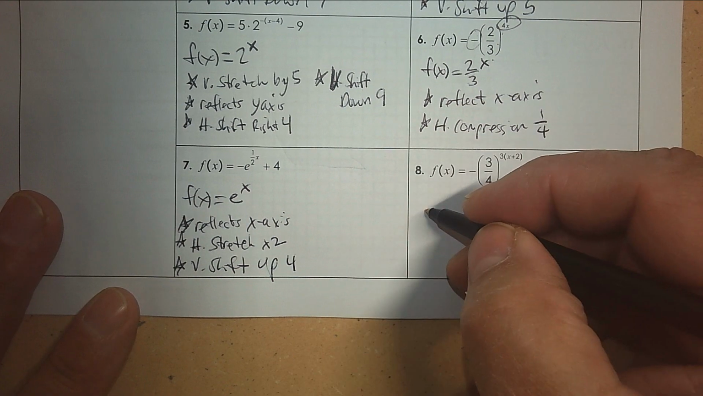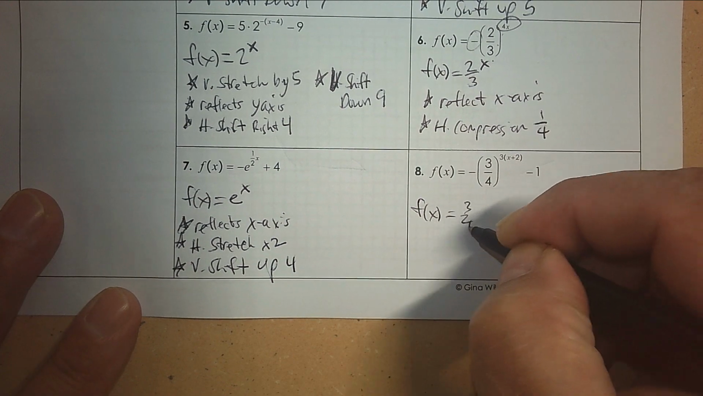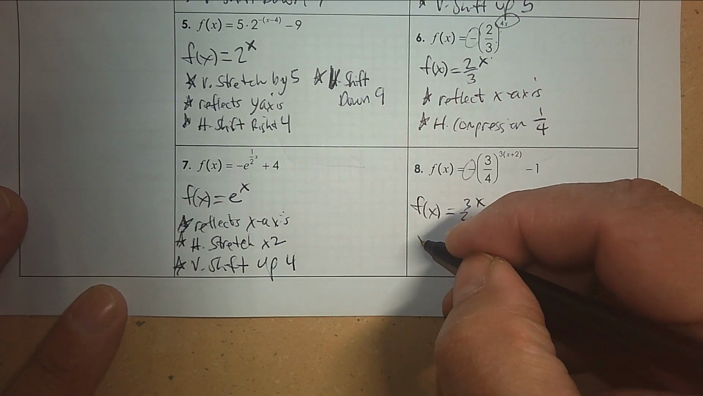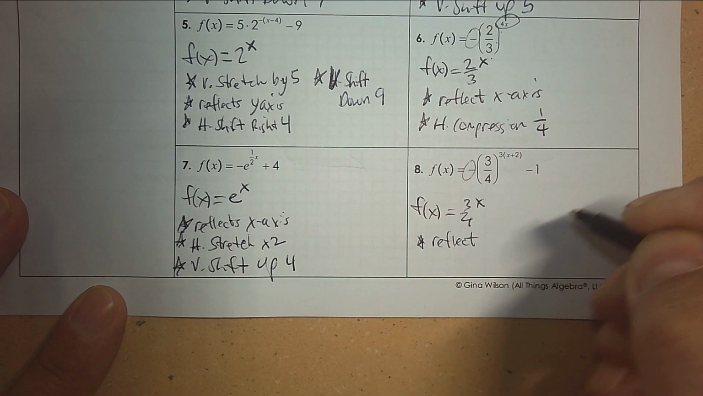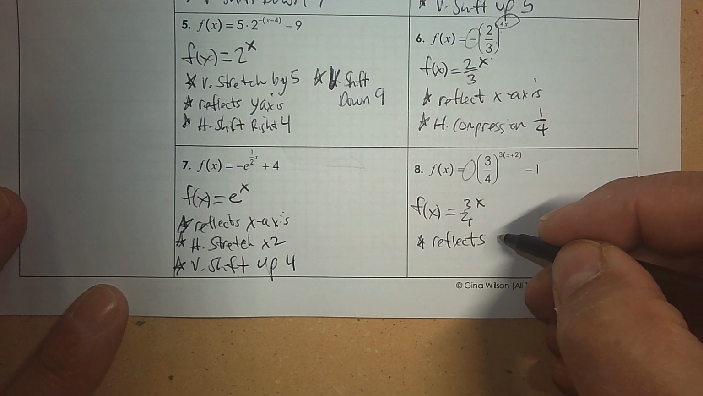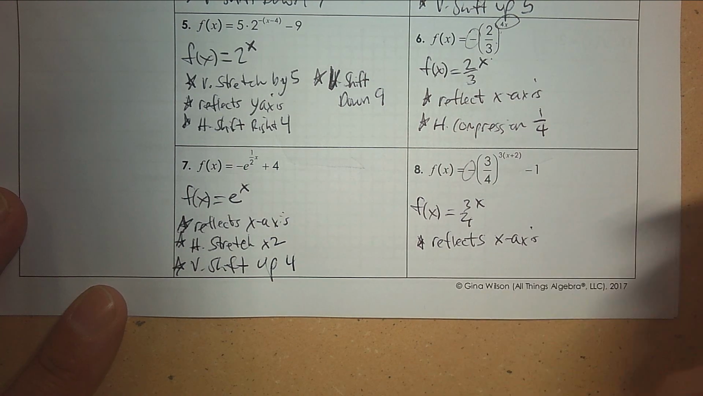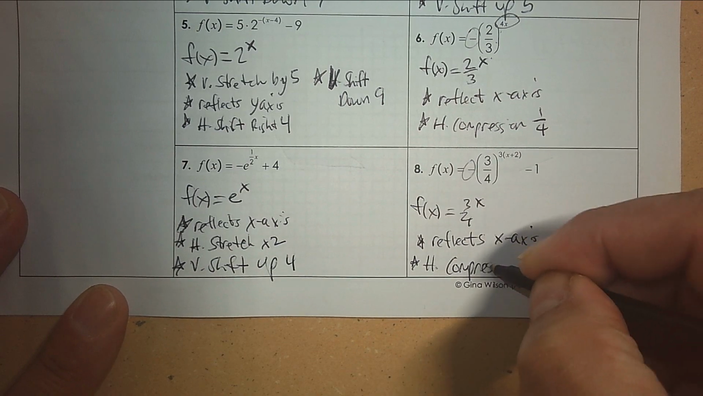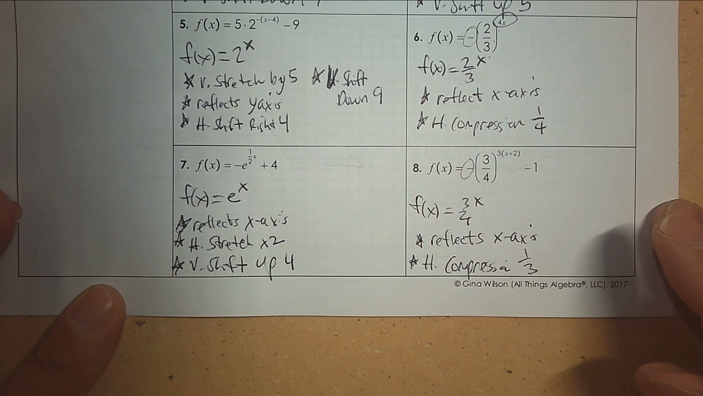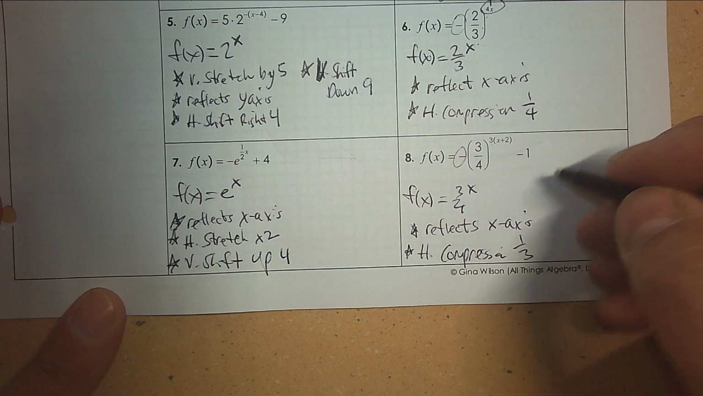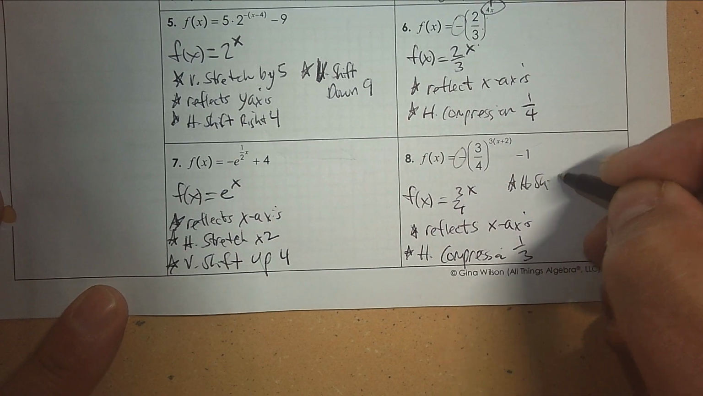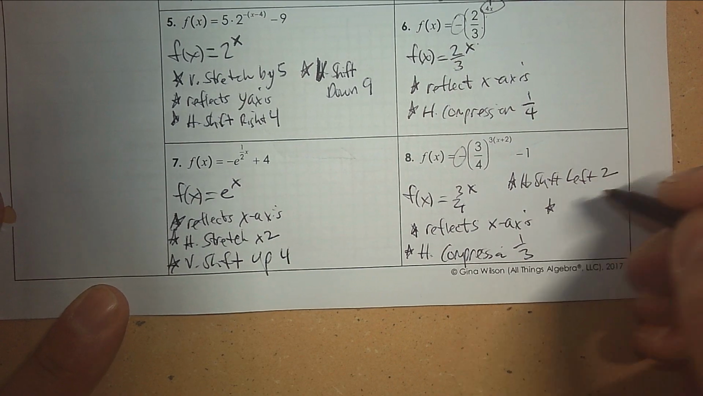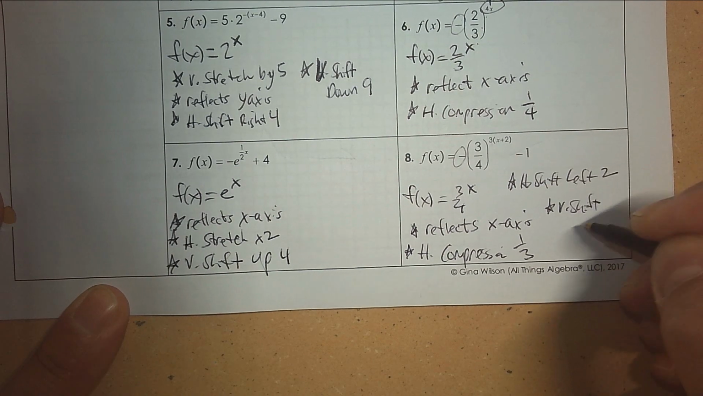So what's the base? 3/4 to the x. What does the negative do in front? It reflects on which axis? The 3, be careful, that's a horizontal compression of 1/3, because we do the inverse. +2, be careful, it's a horizontal shift left. How many? And then the -1, that's a vertical shift down 1.